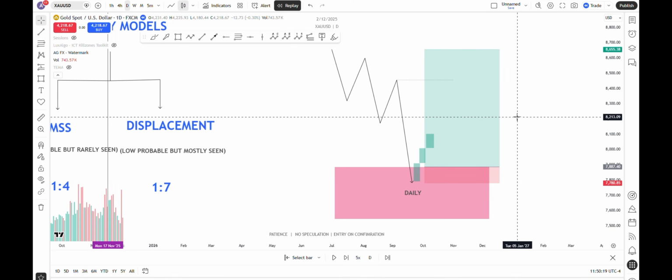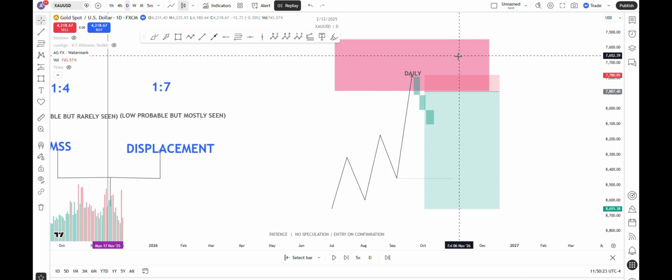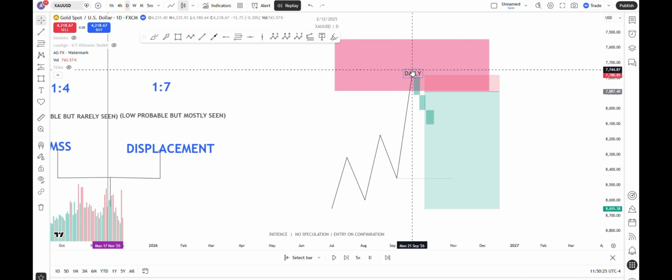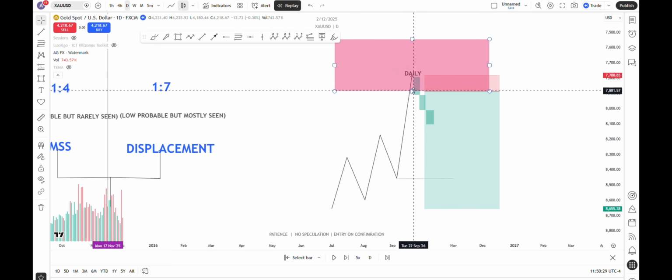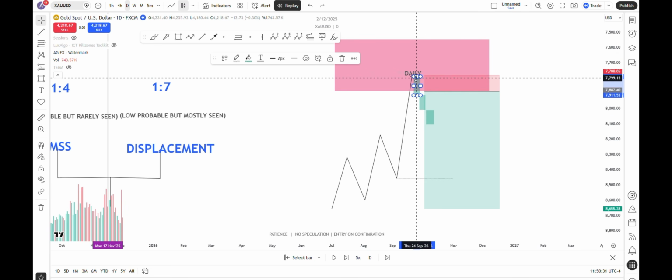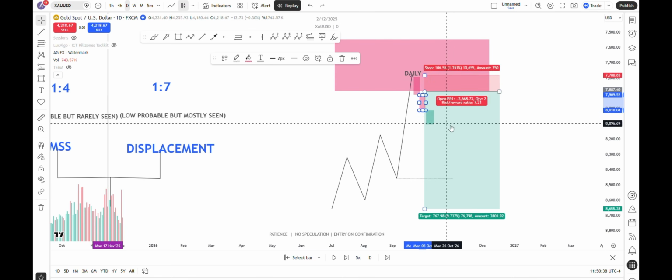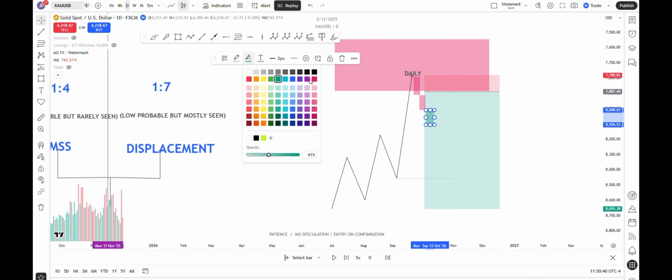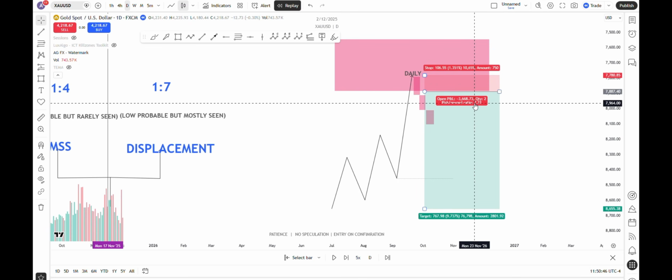The exact opposite thing will happen if we look to sell. Let's say we're looking to sell and we've got a daily POI and market pushes all the way up, taps into our POI. Now from there, we want to see market starting to create this kind of back-to-back red candles, and along with that we want to see fair value gap getting created. If we see that, then we'll be taking our entry so that our risk to reward is 1:7.